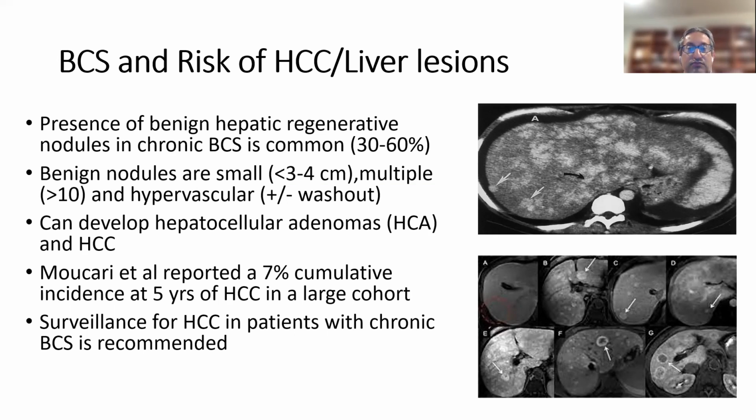At the same time, patients with chronic Budd-Chiari syndrome can develop hepatocellular cancer. One study suggests a 5% cumulative incidence at 5 years in a large cohort study. So in any patient with chronic Budd-Chiari syndrome, we do recommend surveillance for hepatocellular cancer, just like in patients with cirrhosis.